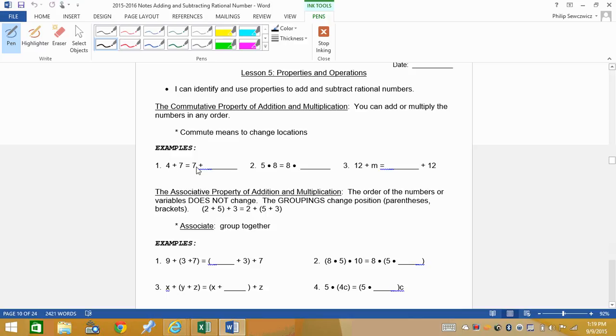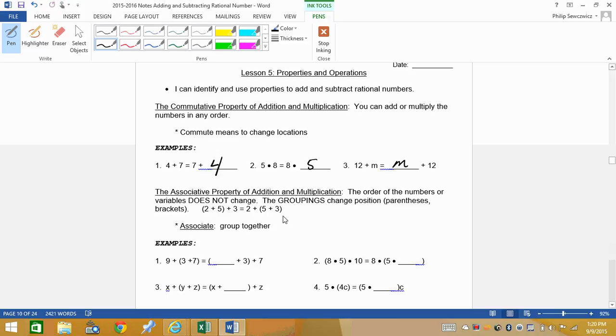So let's look at this. We're saying 4 plus 7 is the same as 7 plus 4. And again, 11, 11. 5 times 8 is the same as 8 times 5. 40 and 40. So 12 plus m is the same as taking m and adding on to 12. So again, commutative, we can flip the order around and it's not going to make a difference. The associative is a lot like the commutative. Commutative, though, just uses two terms, a 4 and a 7, and then we flip them, a 5 and an 8, and then we flip them.